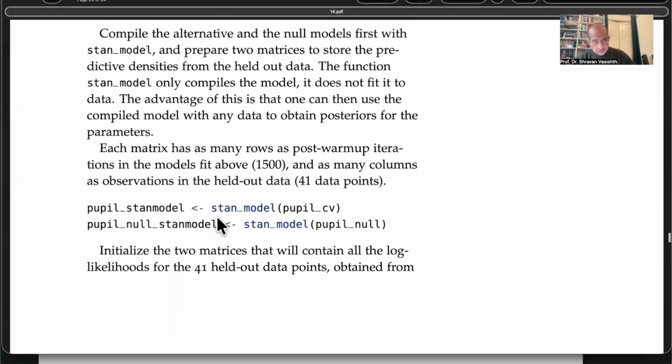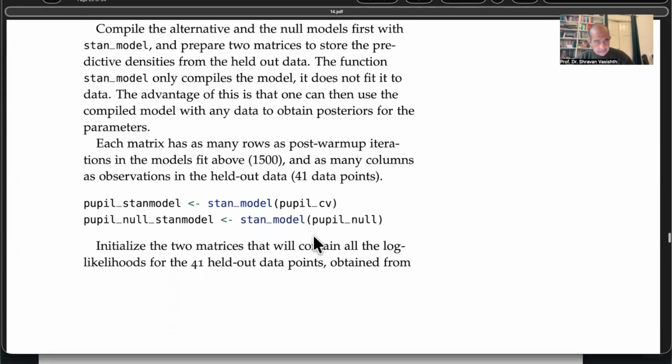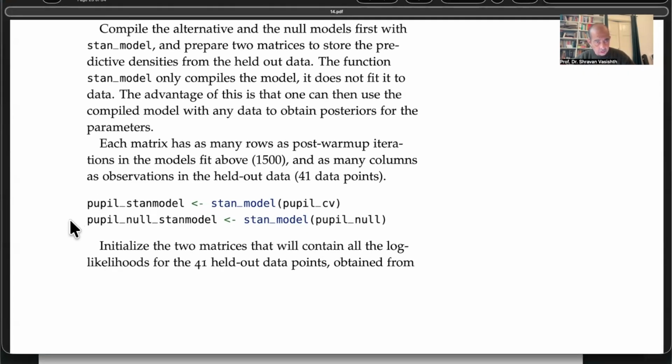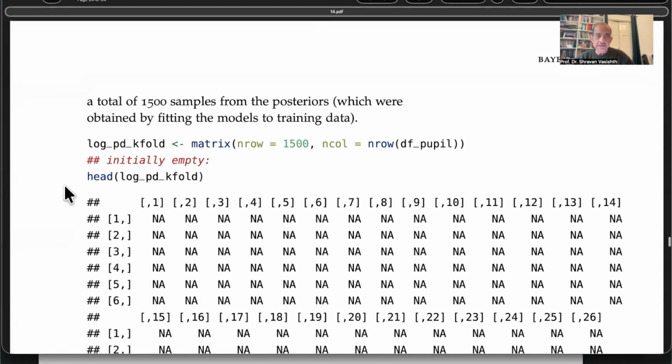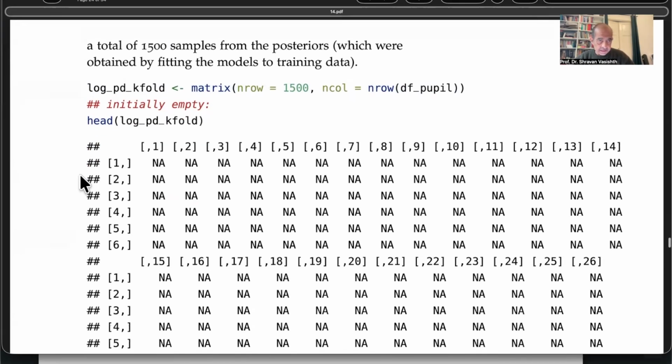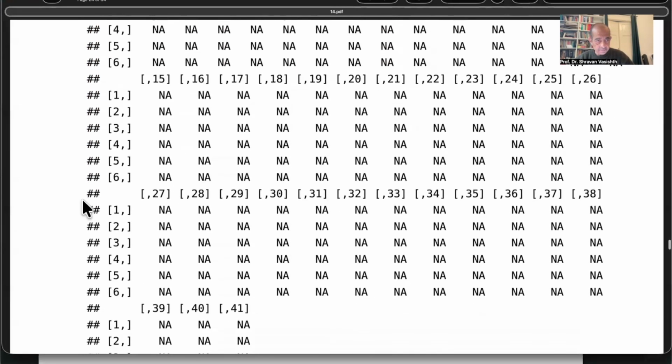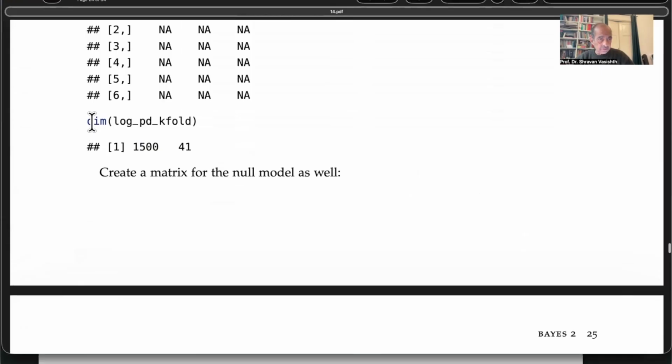So I was at the point where I had compiled the models and I've stored them as these objects: pupil stand model, pupil null stand model. I'm going to use those in my for loop now. So here's the initialization. I've created a matrix for the full model. This log PD, log posterior density k fold, is this matrix 1500 by 41, and initially it's going to be empty like I just said, right? So that's what it looks like.